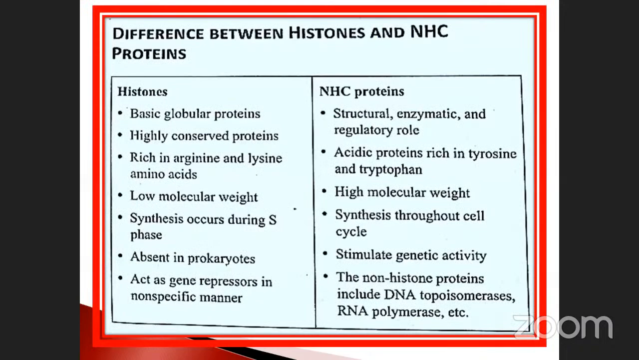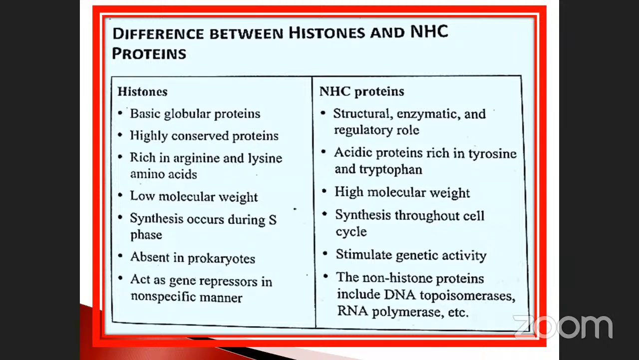And one more is there. Two types of protein molecules have been reported. One is called histone protein, another is called non-histone protein. How are these two differentiated? See here, histone is a basic globular protein, globules, just like round. Structural, enzymatic, and regulatory roles are also done by the non-histone protein. Histone is a highly conserved protein, rich in arginine and lysine amino acids.